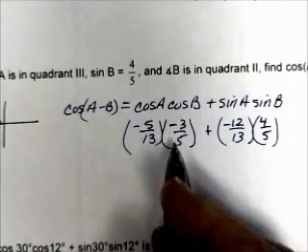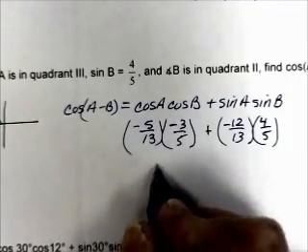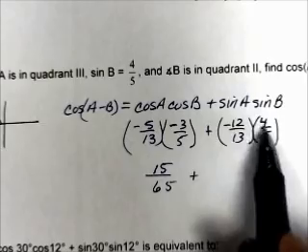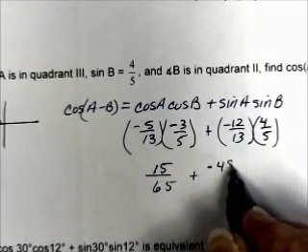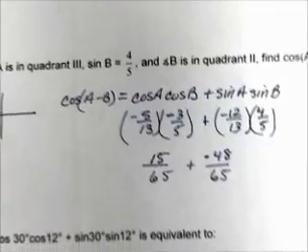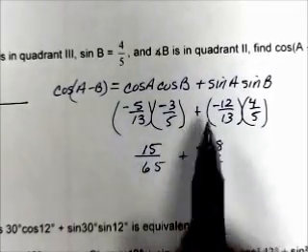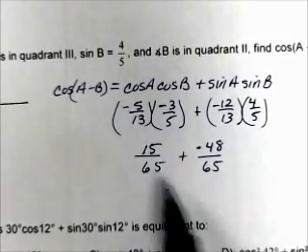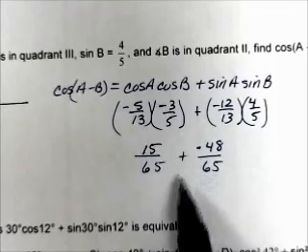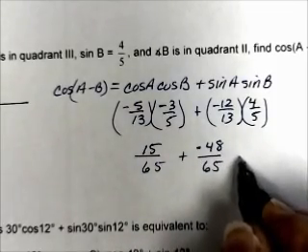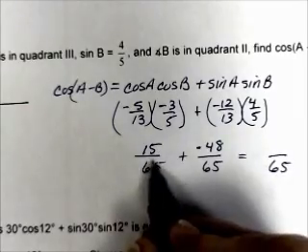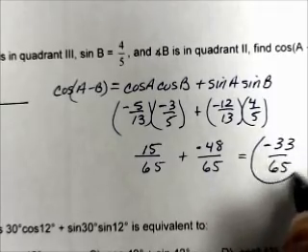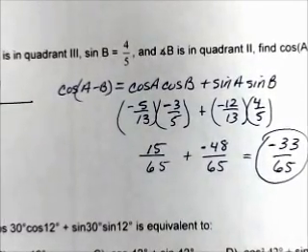Multiplying, negative 5 times negative 3 is positive 15. 13 times 5 is 65. And negative 12 times 4 is negative 48. There's 65, same denominator as they should be. If we come out with different denominators, it's a good indication that you did something incorrectly. You made a mistake somewhere. Okay, so combining same denominators, let's copy that. And 15 plus a negative 48, negative 33. So negative 33/65.